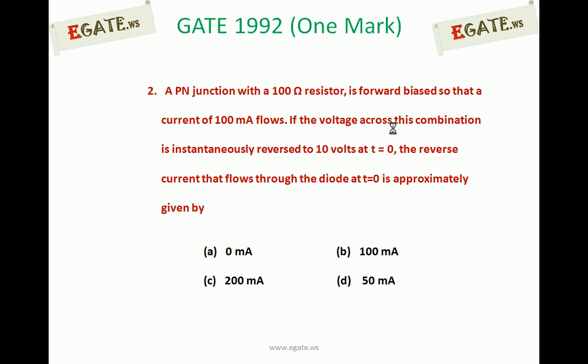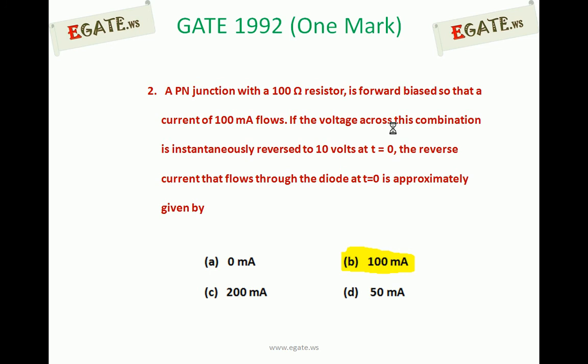Given that a PN junction with a 100 ohm resistor is forward biased such that a current of 100 milliamperes flows. At t equals 0, the voltage across this combination is instantaneously reversed to 10 volts. So we need to calculate, at t equals 0, the reverse current flowing through the diode, whether it is 0 milliamperes, 100 milliamperes, 200 milliamperes or 50 milliamperes. The correct option for this question is B, 100 milliamperes.